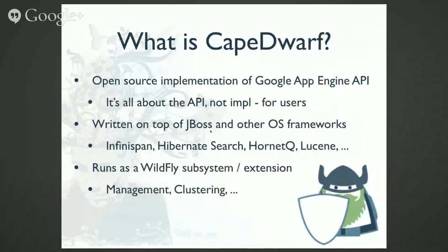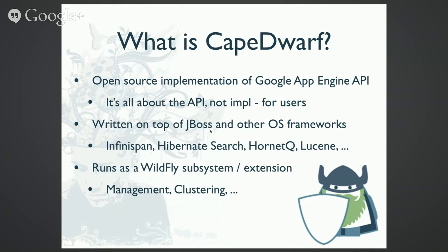Let's move on to CapeDwarf. It's an open source implementation of the Google App Engine API. There are pieces of the real Google App Engine implementation that are open as well, but that's mostly facade code that delegates the real work to the Google backend, so you don't actually see much. But in our case, you see all the details of how we approached it, and of course, as Red Hat, it's all about open source, and it's all open source on GitHub.